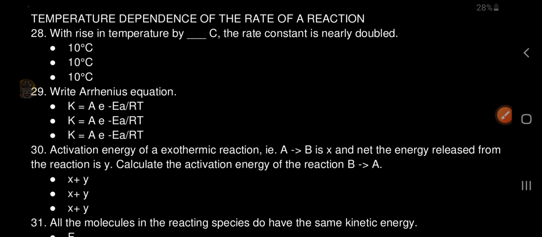With the rise in temperature by dash degree Celsius, the rate constant is nearly doubled. 10 degrees Celsius. Write the Arrhenius equation.